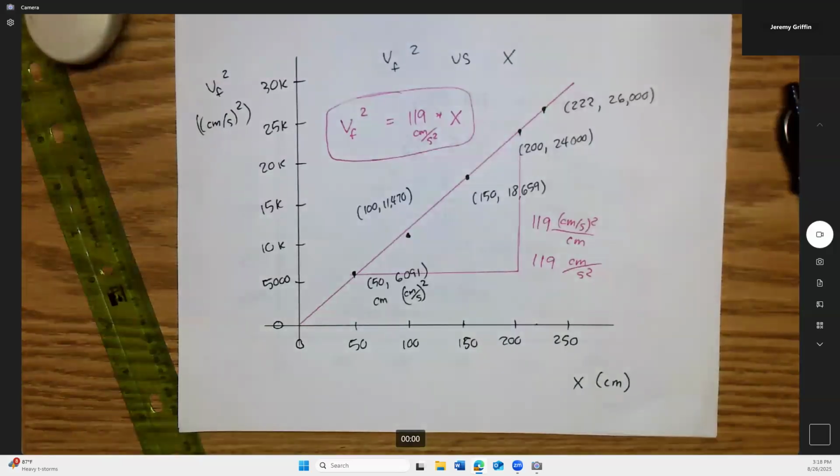Now, what I'd like to do, ideally, is build.